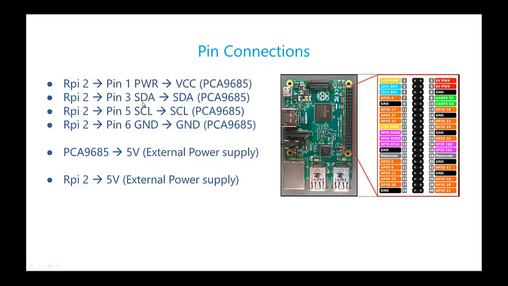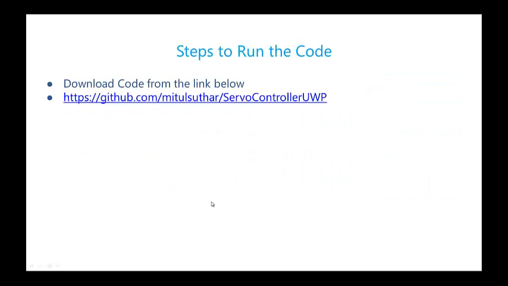Pin 3, which is the serial data line, is connected with the serial data line of PCA9685. And pin 5, the clock pin, is connected with the clock pin of PCA9685. And the ground is pin 6. Both of them are connected with the external power supply.